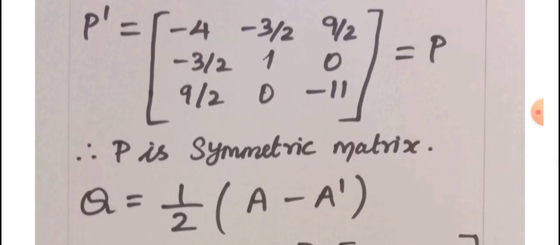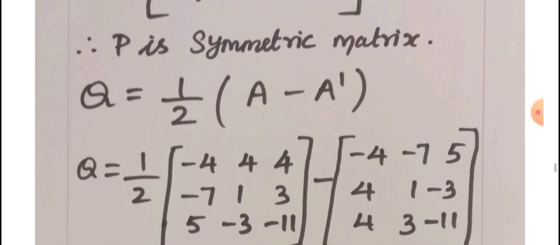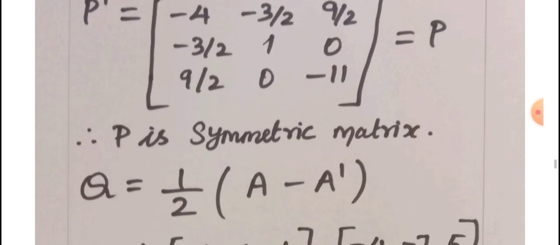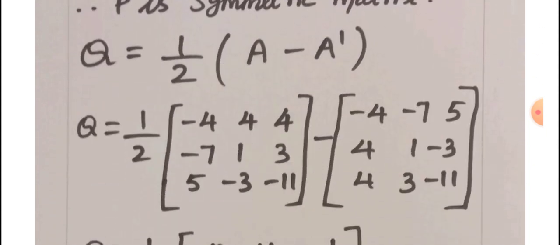Then P transpose is P. Therefore, P is what matrix? Symmetric matrix. Then it's clear, children, P transpose we have done and we are getting P.